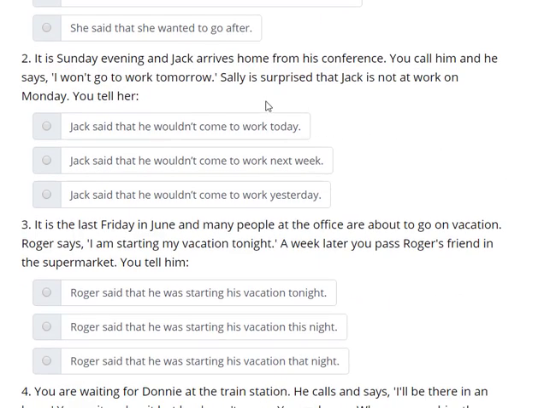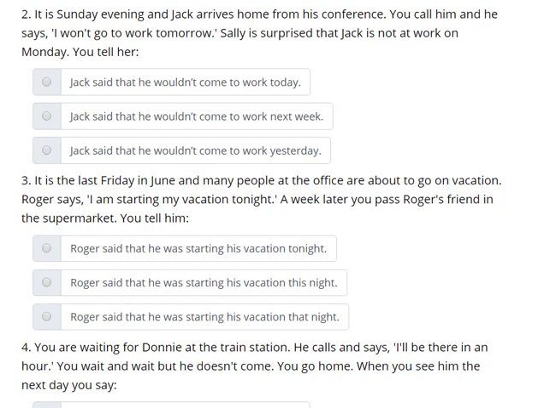It is Sunday evening and Jack arrives home from his conference. You call him and he says, "I won't go to work tomorrow." Sally is surprised that Jack is not at work on Monday. You tell her, Jack said that he wouldn't come to work today. Jack said that he wouldn't come to work next week. Jack said that he wouldn't come to work yesterday. Okay, let's try this out. If you know the answer, put the answer in the comments. Otherwise, let's walk through this together.